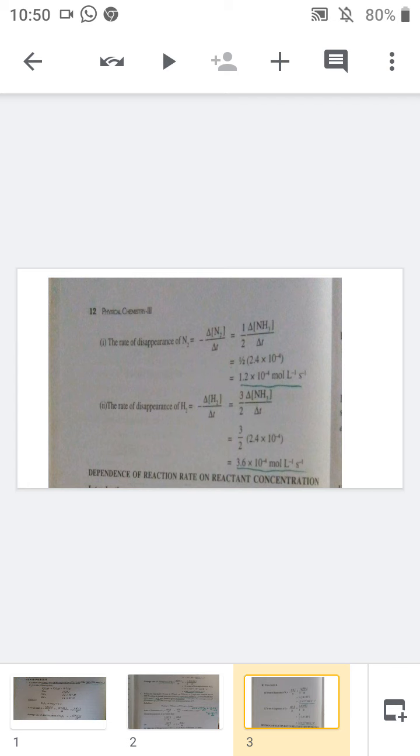I hope that you understood the three problems and you should write these problems in your physical notebook. Thank you.